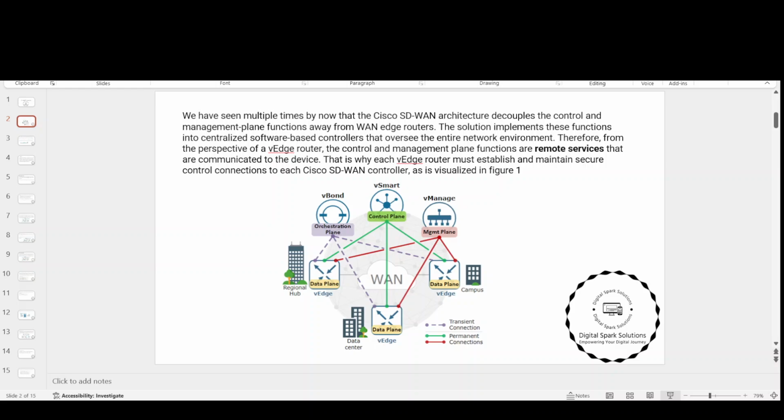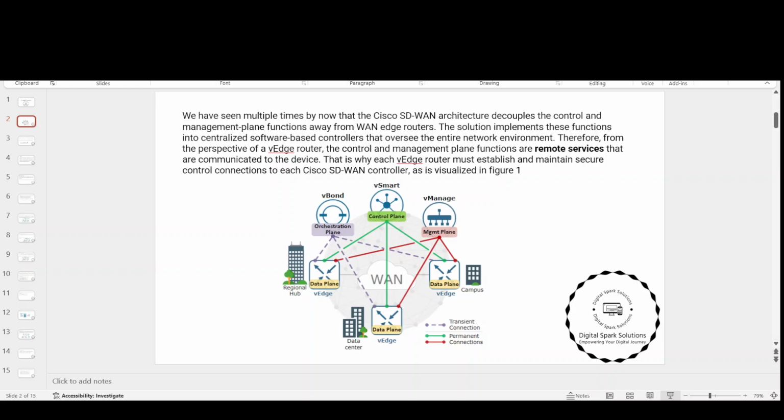If a vEdge lost connectivity to vManage over this DTLS connection, it would form a new one through the other transport interface connected to the MPLS cloud. Figure 4. Control connections to vManage. When a vEdge router establishes a control connection to vManage, the controller provisions its configuration based on the device template attached to that vEdge.